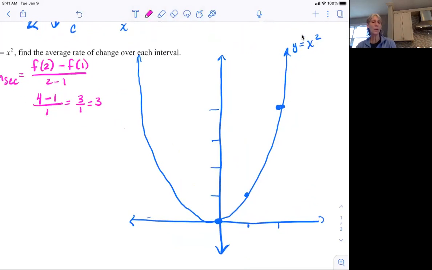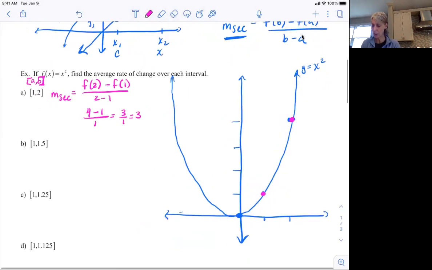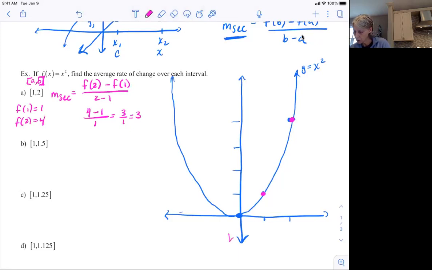So going back over to our picture, basically, we just found the slope between the points 1, 1 and 2, 4, right? Because when I plug in 1, I get 1. When I plug in 2, I get 4. So those are my points. See, this one's hard to draw. The slope of this secant line is 3.